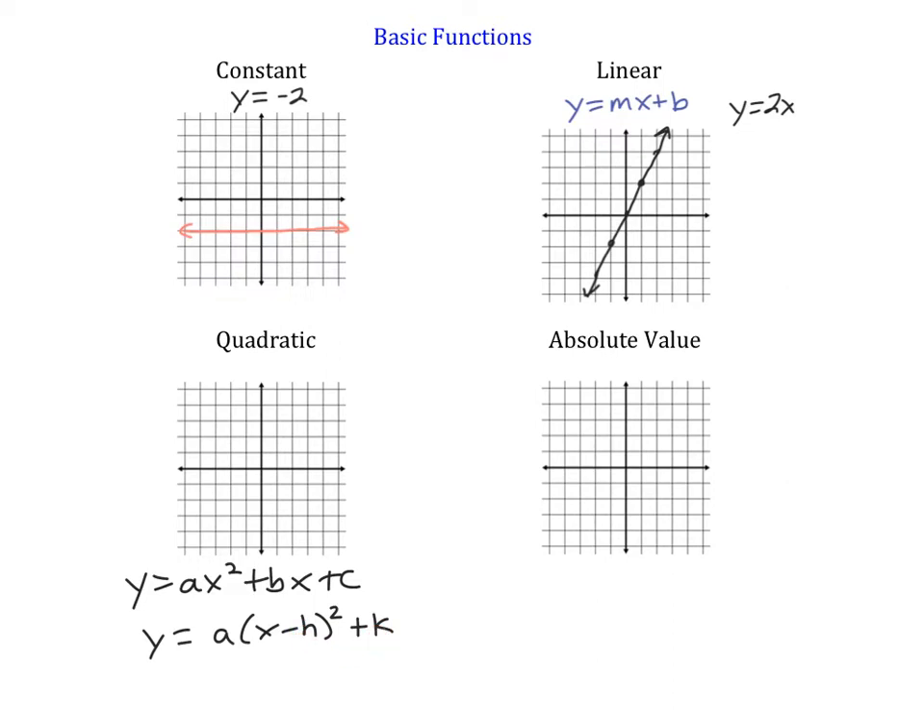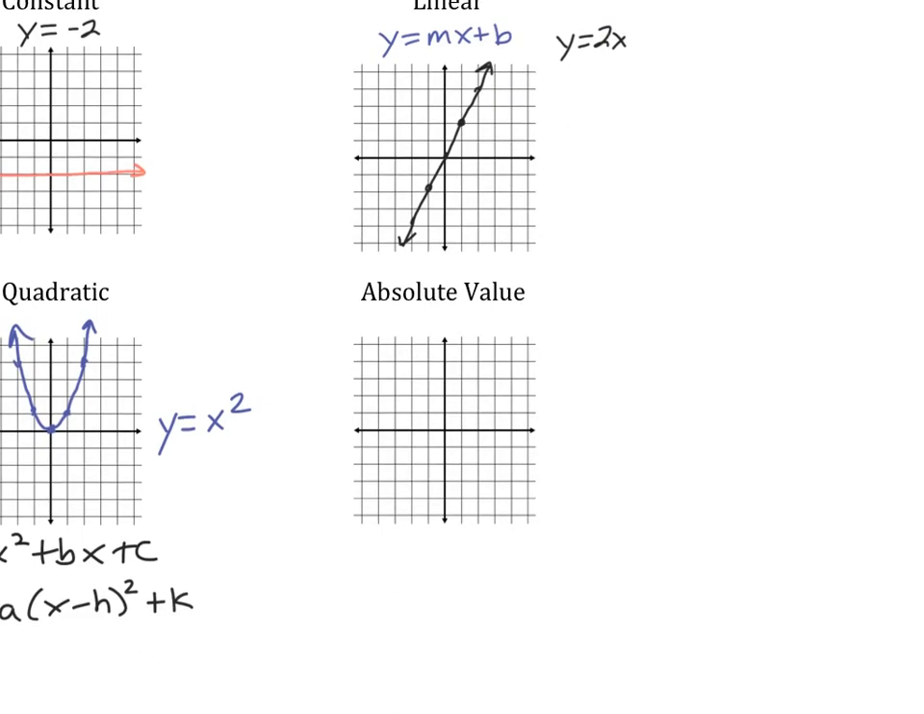And then the most basic shape of our parent function, y equals x squared, is of course a parabola. So it looks like this. There you go. And if our lead coefficient, if our a value is positive, we open upward. If our a value is negative, we open downward.